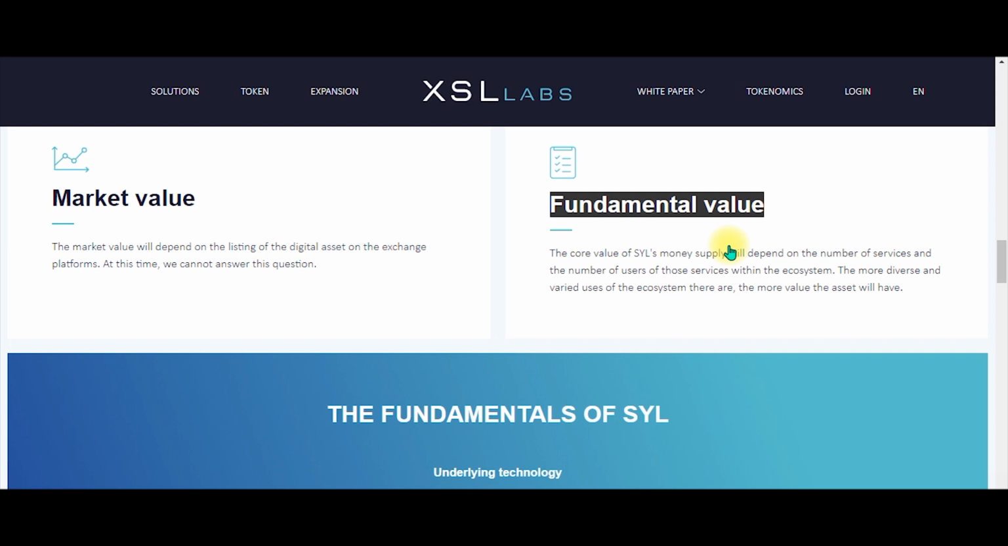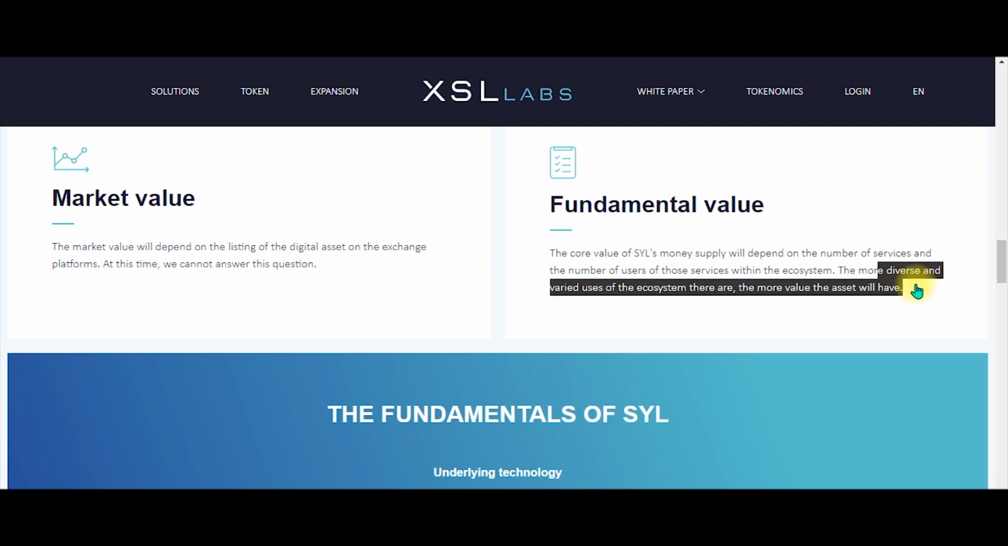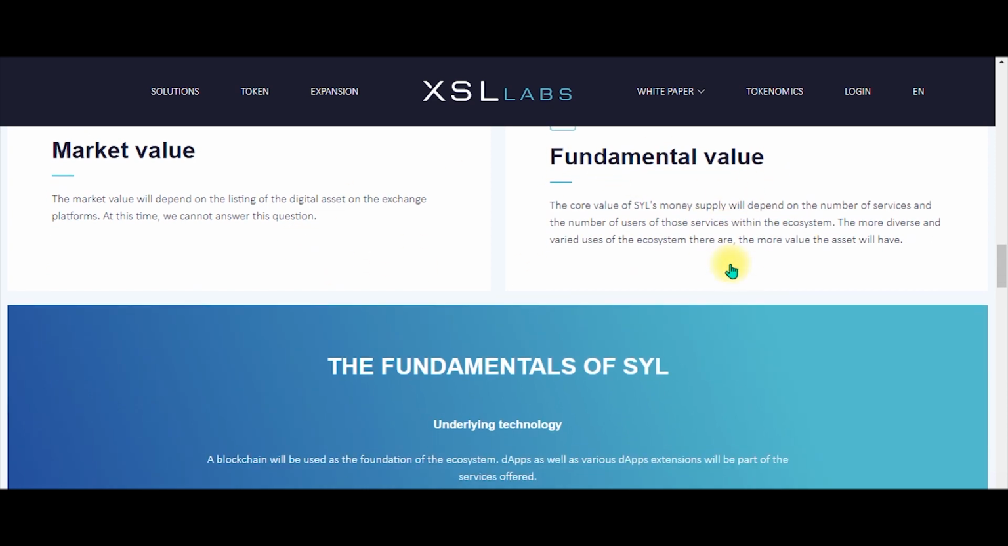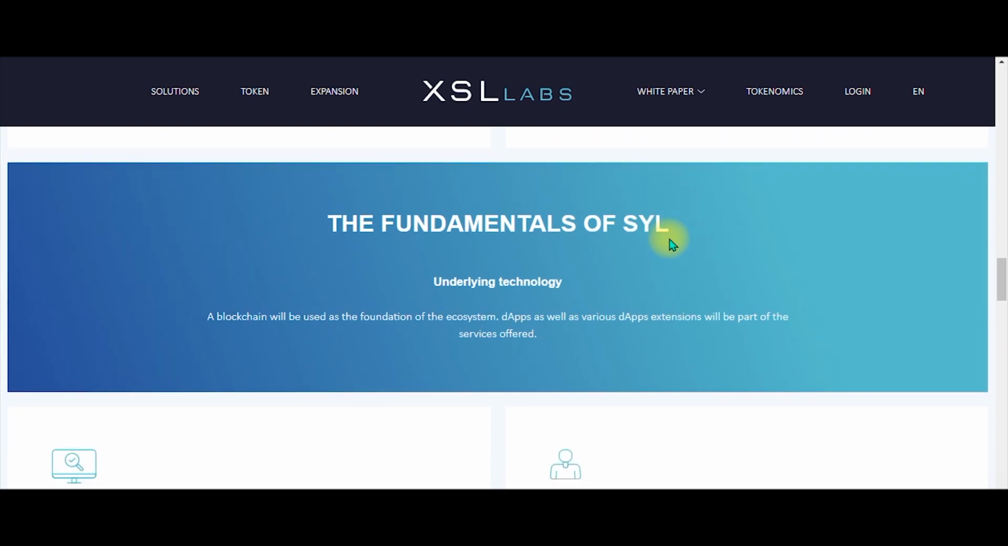And then there's the fundamental value. So obviously SYL's money supply will depend on the number of services and number of users within the ecosystem. So the more diverse and varied users of the ecosystem there are, the more value the asset will have. So different people, different countries might use this, which will lead to higher value of SYL, which is Satoshi, which is the native asset of XSL Labs.